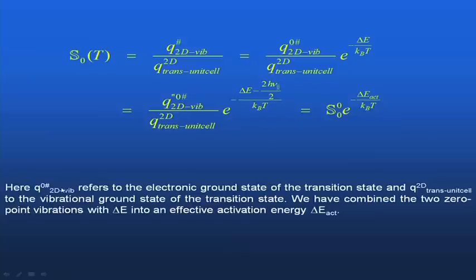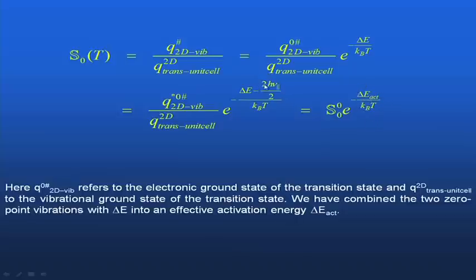Okay. So, here this q0 dagger 2d vibration refers to the electronic ground state of the transition state, and q2d refers to the transition state unit cell to the vibrational ground state of the transition state. Okay. And we have combined the 2 0-point vibrations with delta E into an effective activation energy. This is called your effective activation energy.